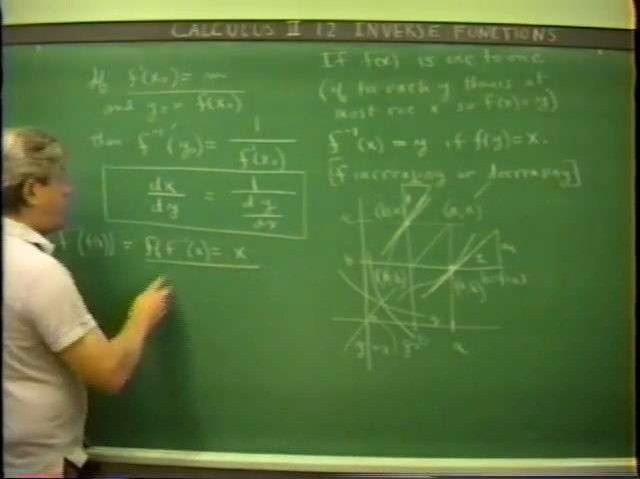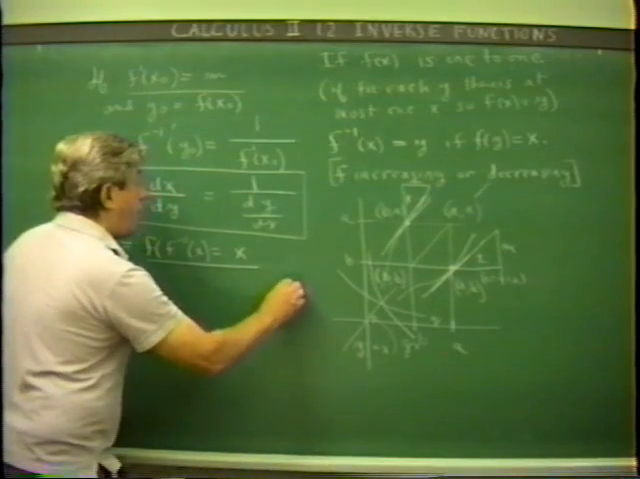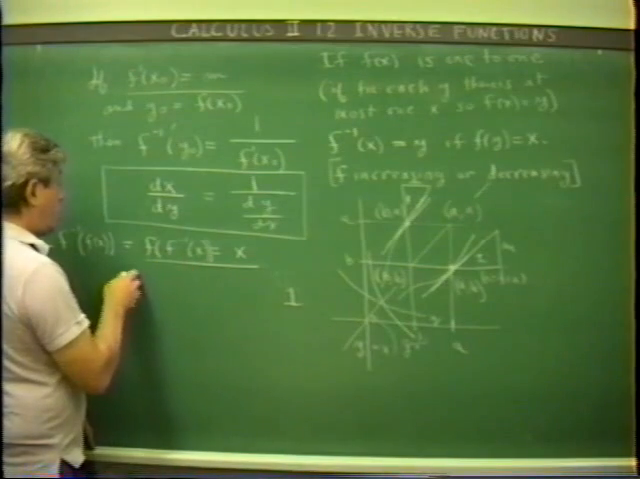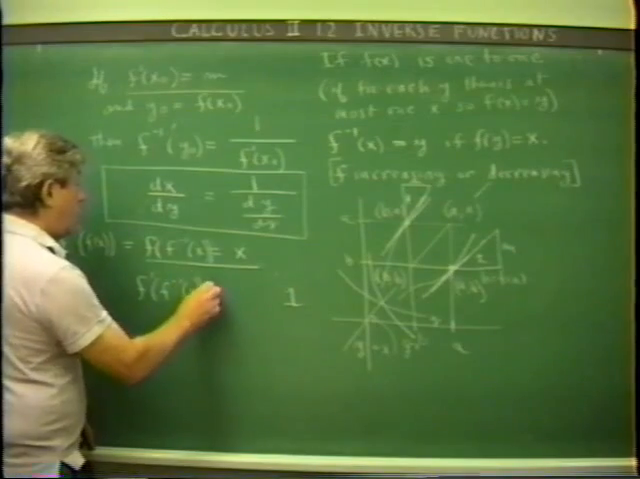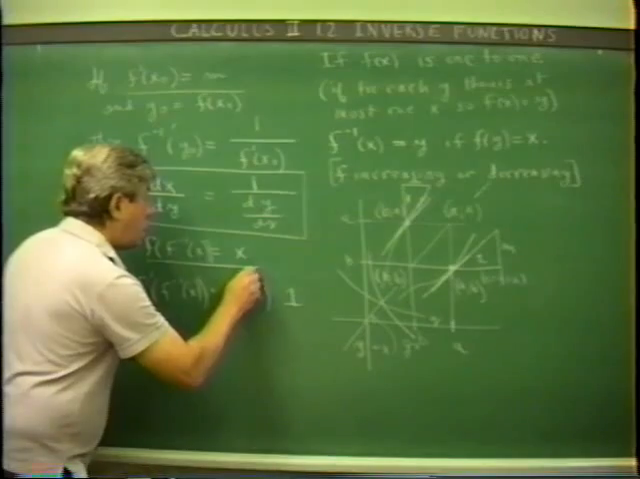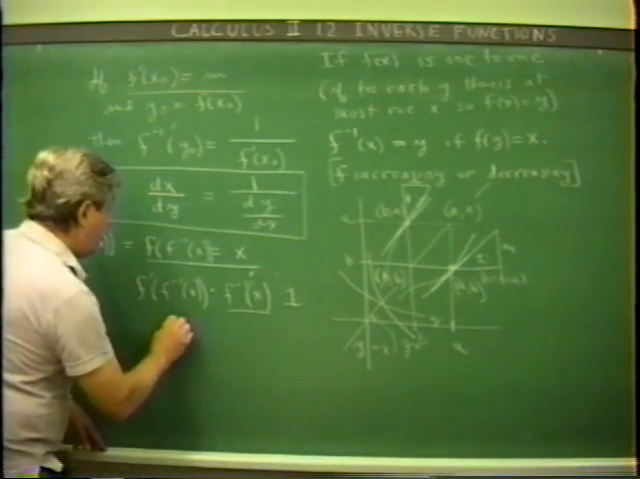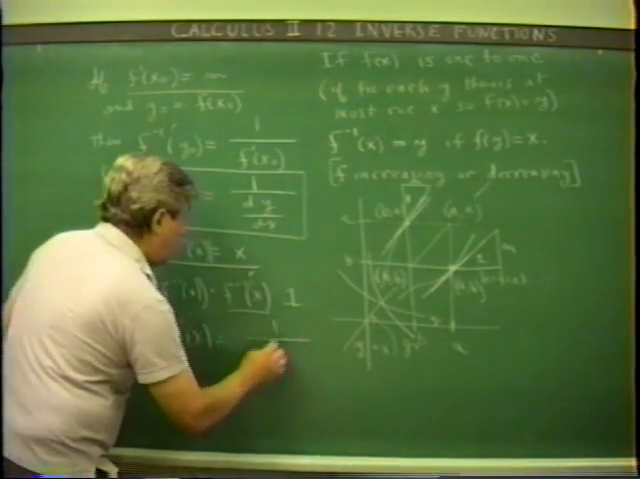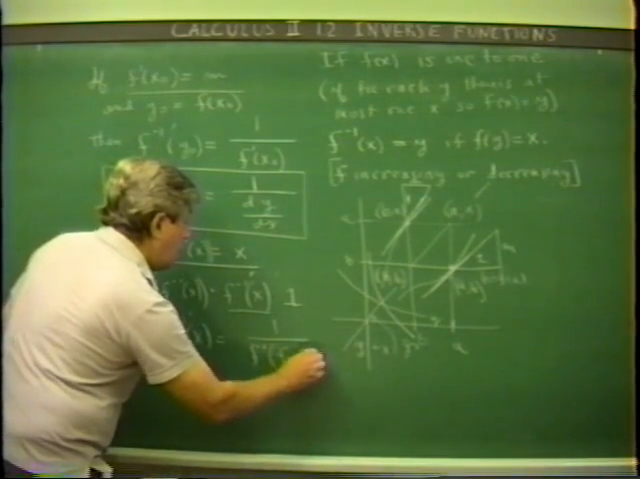All right? Now, if we take this right here and differentiate both sides of this equation, and we know that f has a derivative, then on the right-hand side, we get the derivative of x is 1. On the left-hand side, this is a composition, so the derivative is the derivative of f at f inverse of x times the derivative of f inverse at x. And now we can solve this for the derivative of f inverse and get the derivative of f inverse at x is 1 over the derivative of f at f inverse of x.